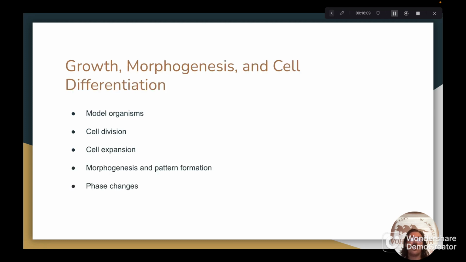Talk about growth, morphogenesis, and cell differentiation. So let's talk about model organisms. What is a model organism? They are organisms that allow scientists to conduct extensive research into biological phenomena because they are typically easy to breed and keep alive in a research area, and they may have some advantage that makes them optimal research subjects.